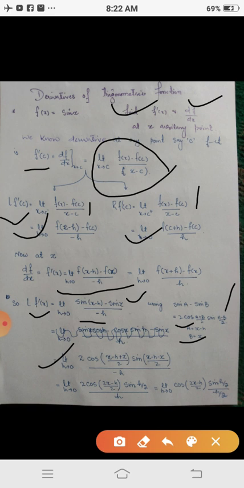Now this minus in the numerator will cancel with this minus in the denominator, so we simply get twice cos of (2x minus h) by 2 into sine h by 2 upon h, or we can write this 2 in the numerator as h by 2 in the denominator. Now here we have two functions. One is cos of (2x minus h) upon 2. The second one is sin h by 2 upon h by 2.